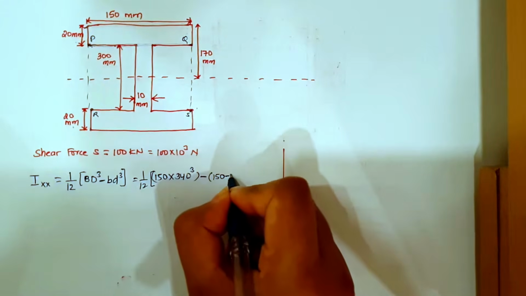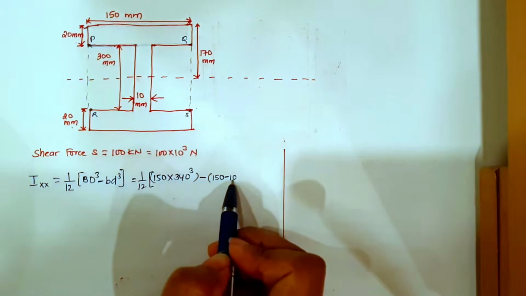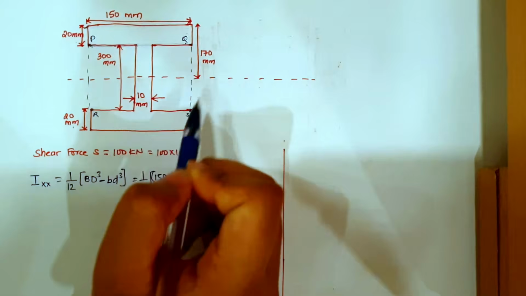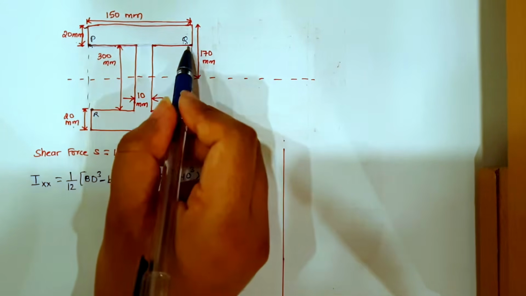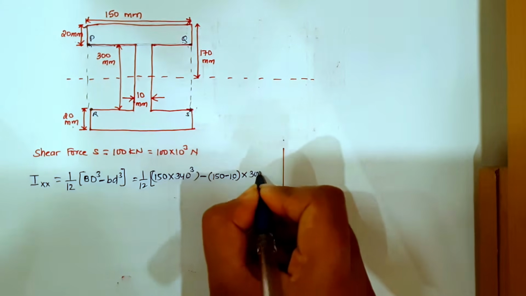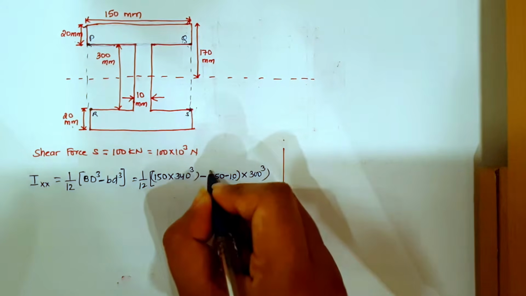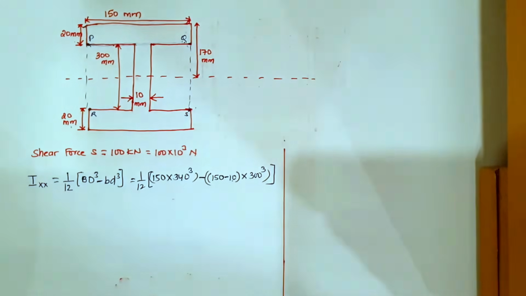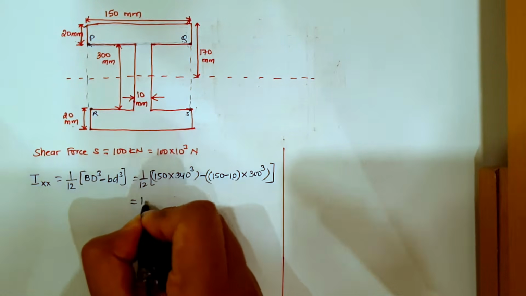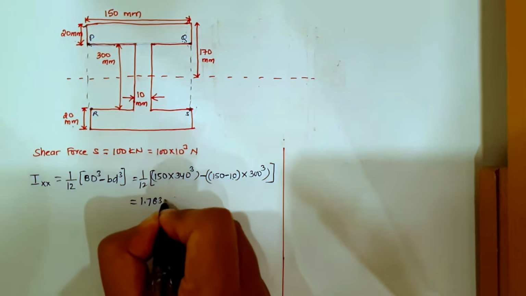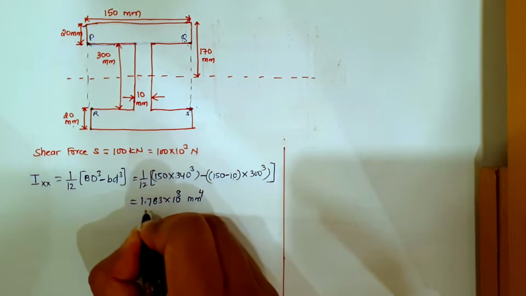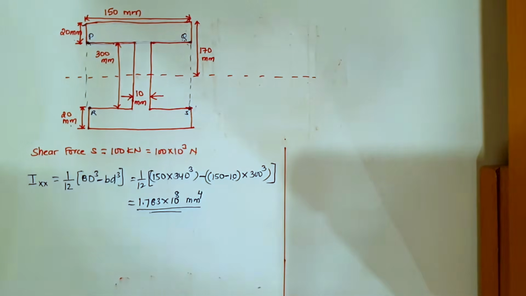So how will we take it out? We will just minus the web. The web thickness is 10, so minus 10 into depth. What is the depth? From Q to S, the depth of this inner rectangle is 300 mm. So 300 cube. So from here you will get Ixx equal to 1.763 into 10 raised to power 8 mm raised to power 4. So this will be the moment of inertia.